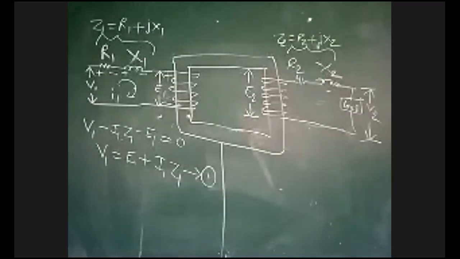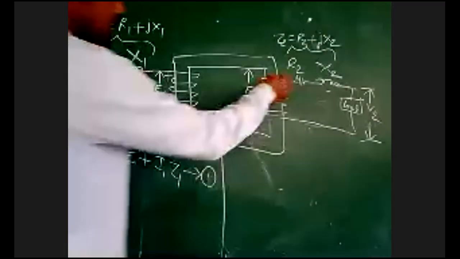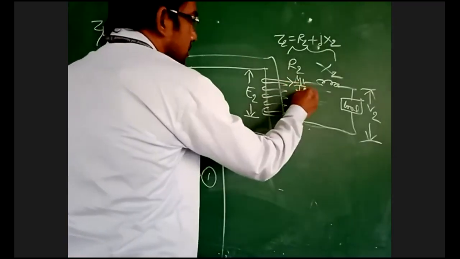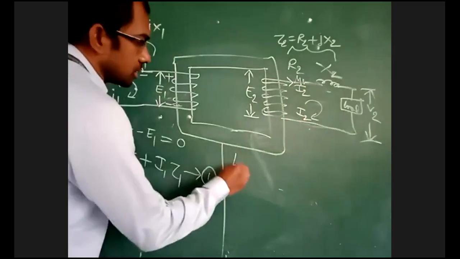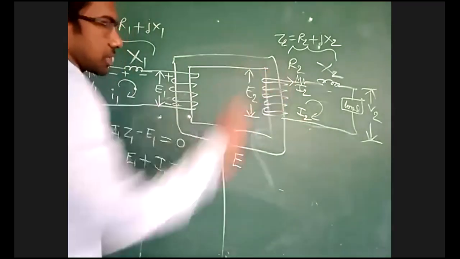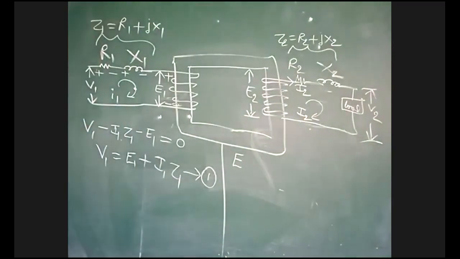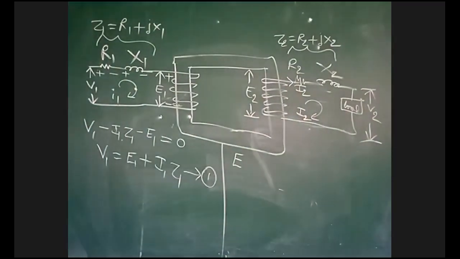Now come to the second loop equation. Let us take I2 is the current flowing here. Now E2 is the supply voltage for this. Supply voltage means it will act as source for the secondary circuit. Because there is no supply voltage in the secondary winding, E2 will act as the driving voltage.